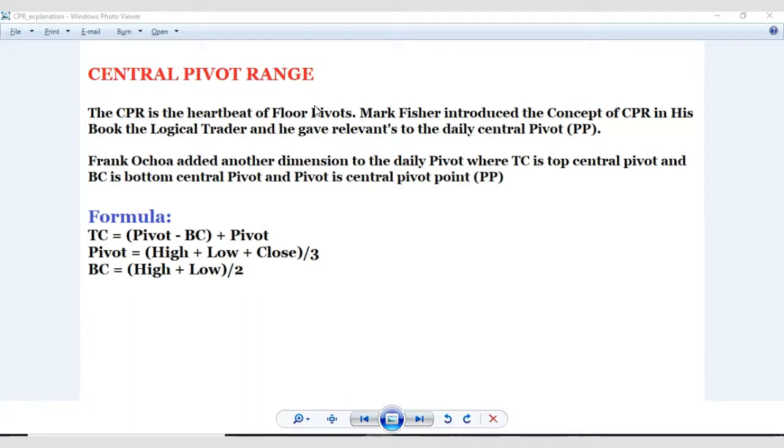See, basically central pivot range I already explained in the previous video if you go through my channel. I just want to go a bit deeper into this by showing the levels also now. Basically the CPR is the heartbeat of floor pivots. Normally what are floor pivots? Floor pivots are normal pivots like the pivot point and resistance 1 or resistance 2 on the upper side, and on the downside support 1 and support 2 and so on, support 3 also. Generally this is a template.